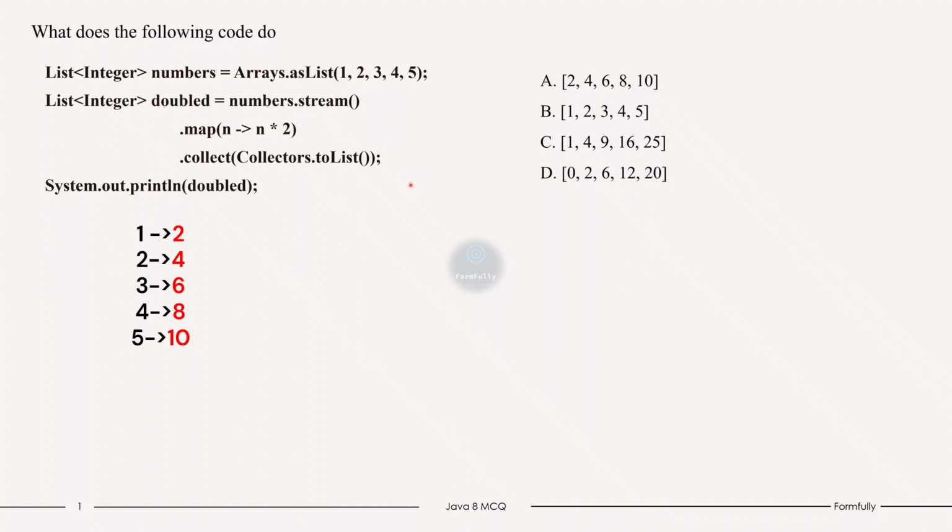And then we have collecting the doubled elements into the list. The collect method is a terminal operation. It takes the elements of the stream and gathers them into a collection, in this case a list. Collectors.toList is a utility that collects the transformed elements and creates a new list containing those elements. So the new list named doubled will now contain the values 2, 4, 6, 8 and 10. If we print doubled, it will give the output 2, 4, 6, 8 and 10.